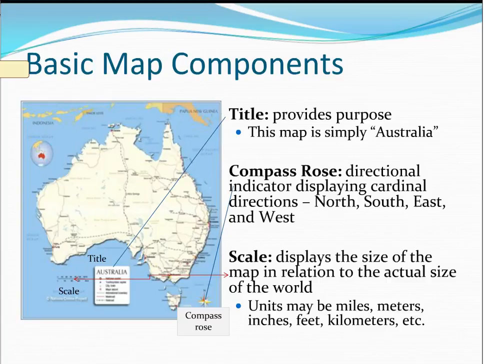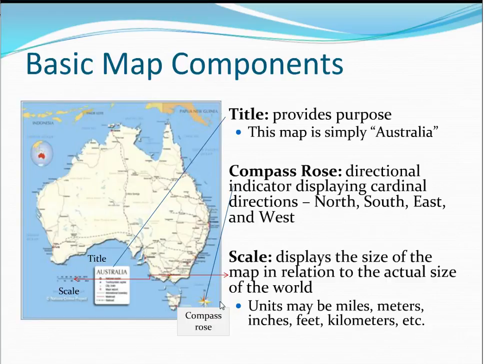So let's look at some basic map components. Most maps have a title. Title just provides a general purpose. So for example, this one is Australia, so we know that this map is about Australia. Now there's different types of maps that feature Australia. But this is just providing a general purpose. So we have the title, and at the bottom you'll see a compass rose.